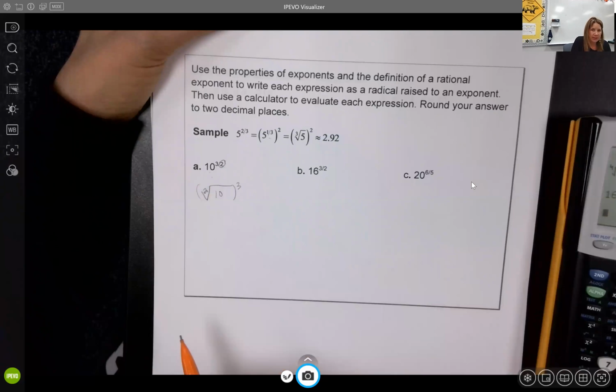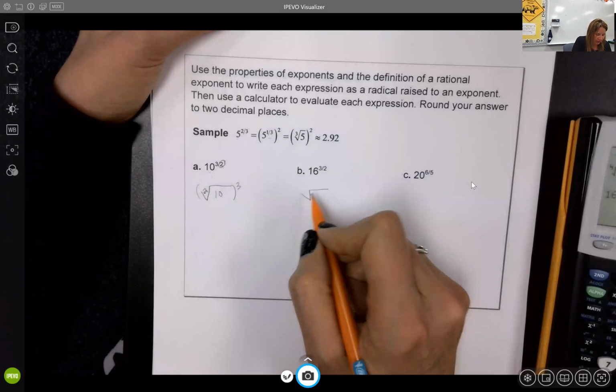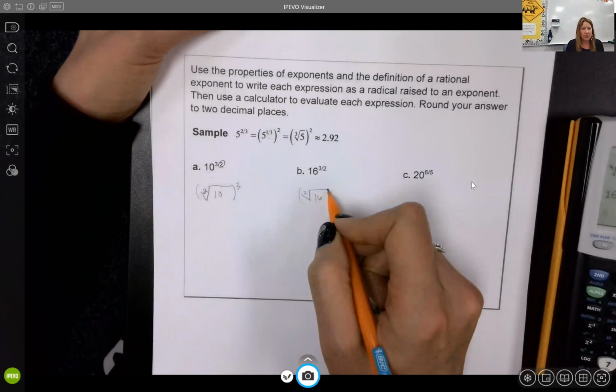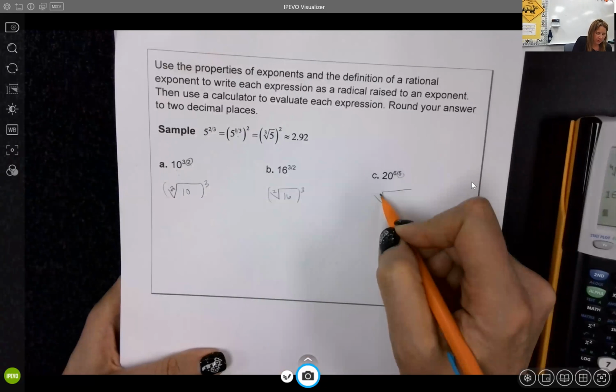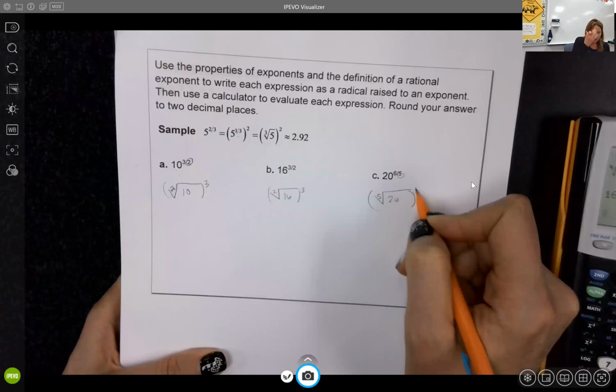Here I've got 16 to the 3/2. So in my radical, this is a 2, and then this is 16 to the 3rd. And then in my radical here, the denominator is a 5, so 5 goes into the root, and this will be to the 6th power.